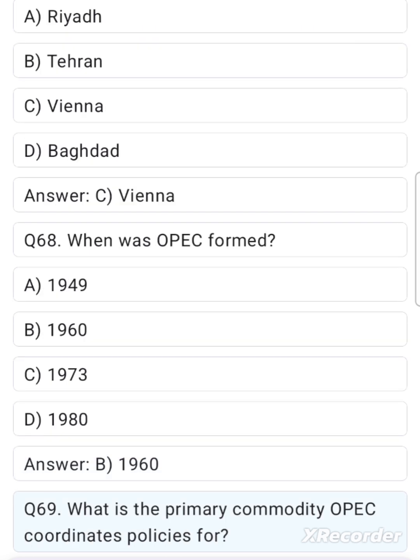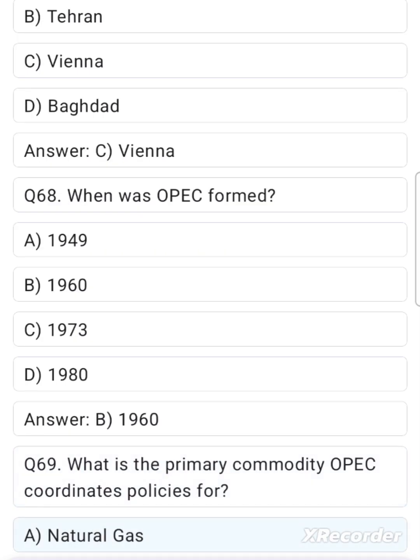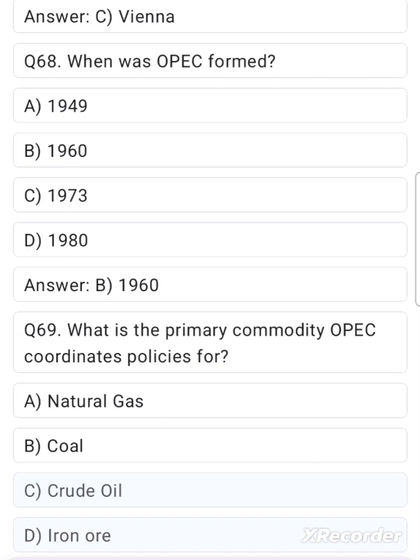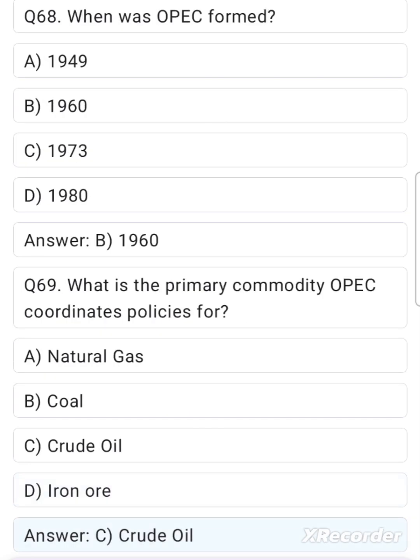1960. Q69. What is the primary commodity OPEC coordinates policies for? A. Natural gas. B. Coal. C. Crude oil. D. Iron ore. Answer: C. Crude oil.